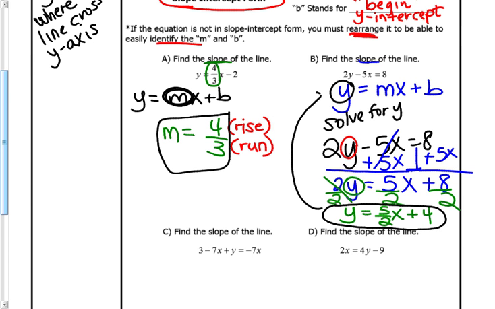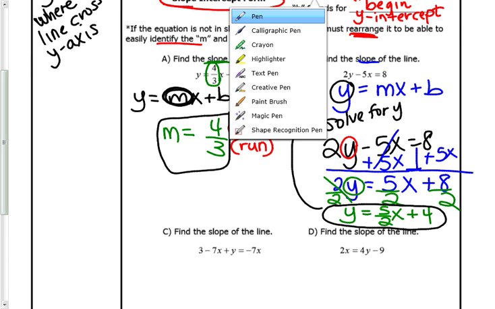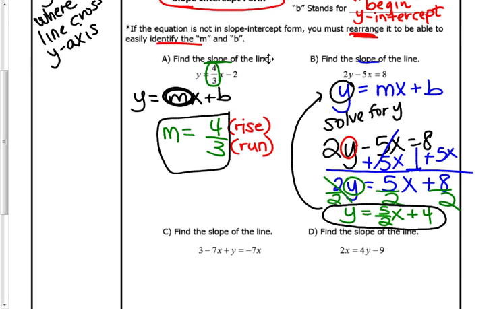So this is my new equation right here, and now it's in y equals mx plus b form. If it looks like this, I can easily determine what my slope is, because the slope, again, is the number in front of the x. So my slope here is actually 5 over 2. M equals 5 over 2. So that means my rise would be going up 5, and then my run would be going over 2.